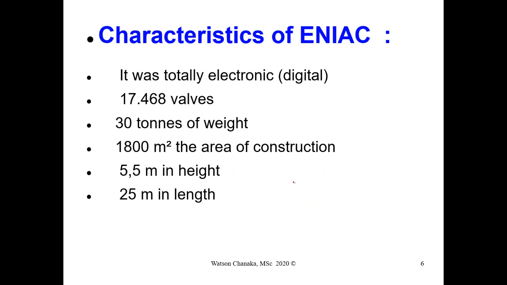Okay, characteristics of ENIAC. We want to see how exactly the computer ENIAC was built. It was totally electronic, which means it was digital. We have said digital, it means any data which is zero or one. Computers don't understand letters A to Z. They don't understand numbers 0 to 9, but they only understand zeros and ones, which is called binary data. So it was totally electronic. So it means it only understood zeros and ones, 0, 0, 0, 1, 1, 1, 1. It was a combination of zeros and ones.